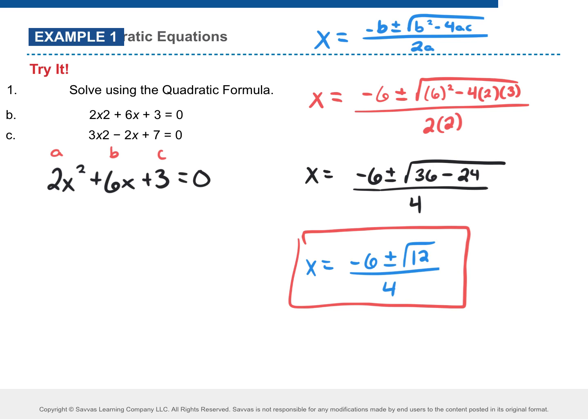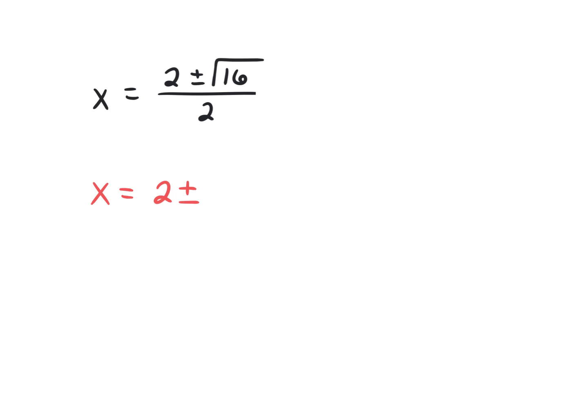Let's talk about this real quick. Go ahead and write this off to the side. I told you we got to our final answer. Let's say x equals, I'm just going to make this up on the spot, 2 plus or minus the square root of 16, divided by 2. Can that square root be simplified? Yeah, we can take the square root of 16, so let's simplify farther. What is the square root of 16? What does the radical mean? Take a number times itself, right? So we get 4 divided by 2.